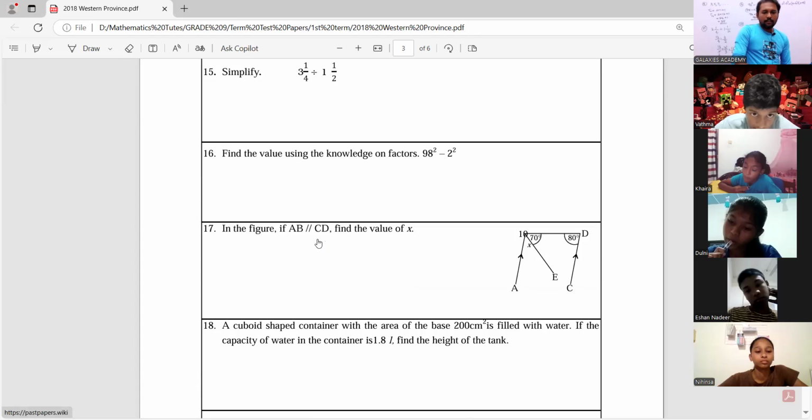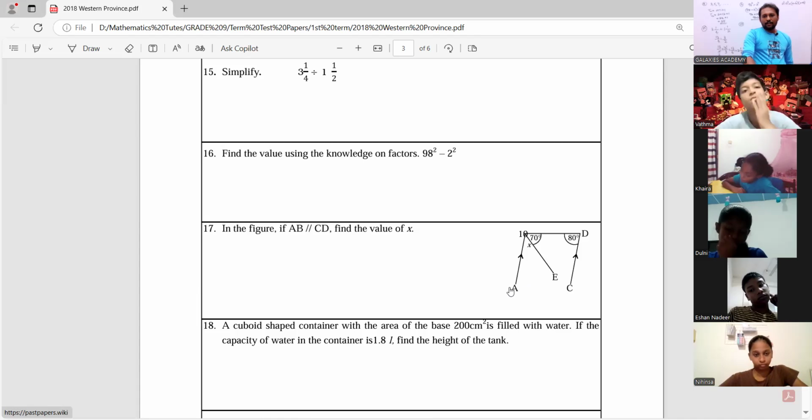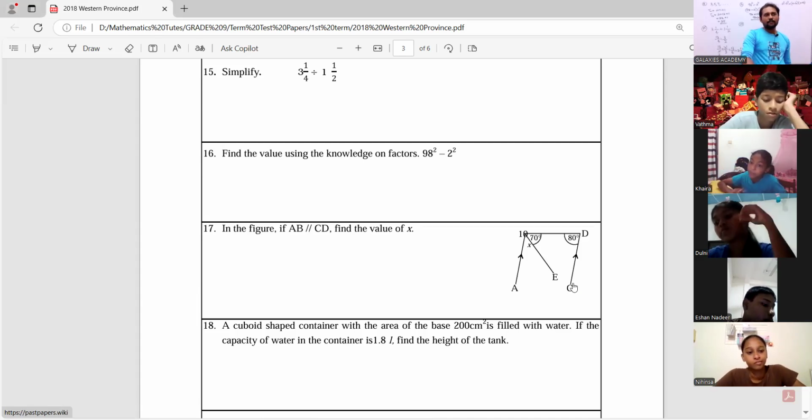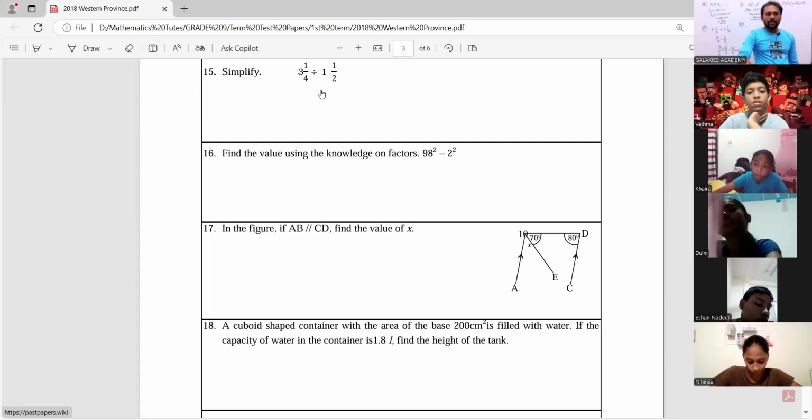In the figure, if AB is parallel to CD, find the value of x. Right. When you see this one, which theory do you remember? Which type of angles can you see here? Allied angles. Capital C shape, no? C shape. What's the relationship between the allied angles? The allied angles sum should be 180 degrees. Right? Allied angles are not equal. The sum is 180 degrees.